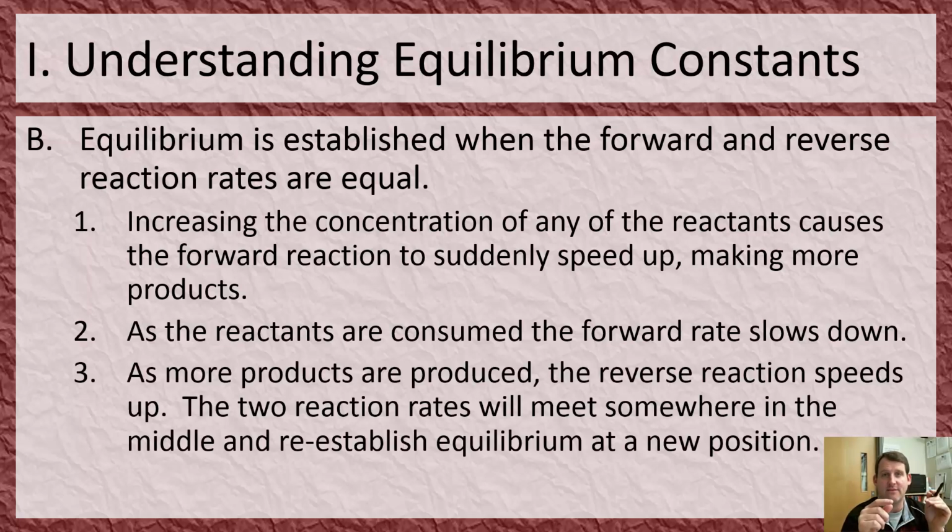On the opposite side of that, when you spike the reaction with a bunch of reactants, you start making a lot more products. So the rate of the reverse reaction started increasing because there were more products being made. So what's going to end up happening is the forward reaction rate is going to suddenly jump up, and then it's going to fall as it uses up some of the reactants. At the same time, the reverse reaction's rate is going to increase, and they're going to meet somewhere in the middle and reestablish a new position as soon as those two reaction rates are equal again.